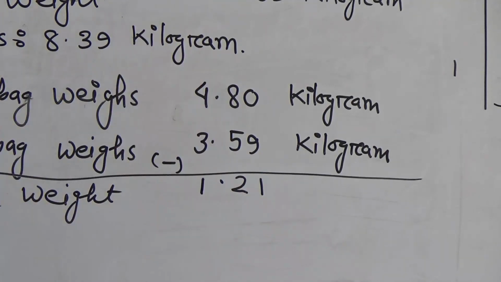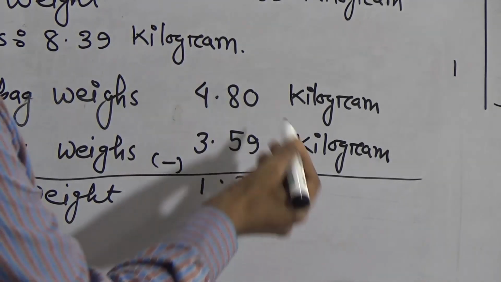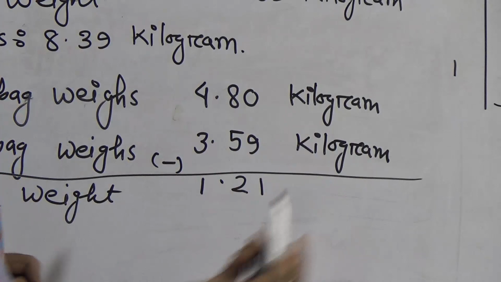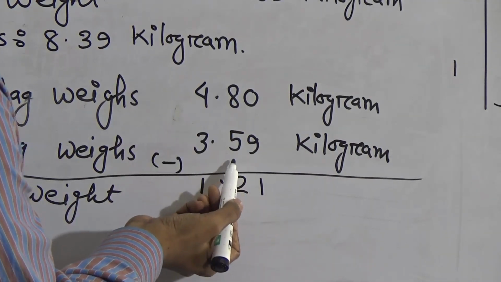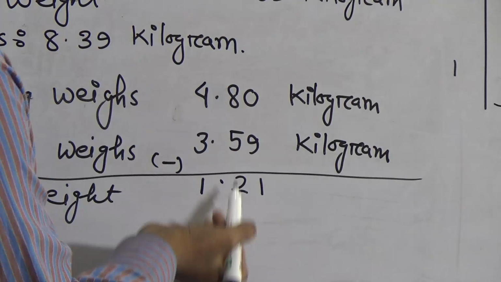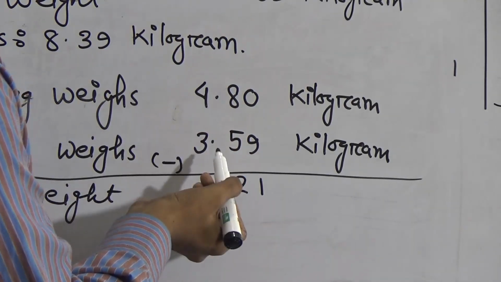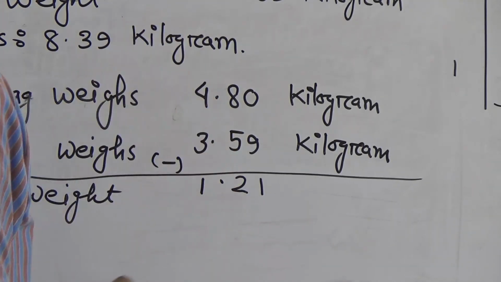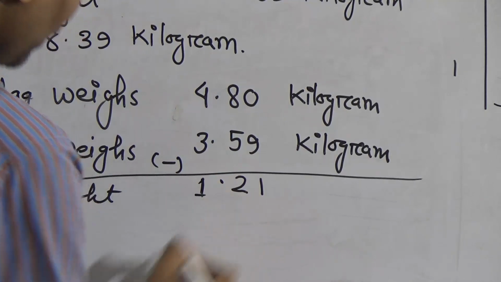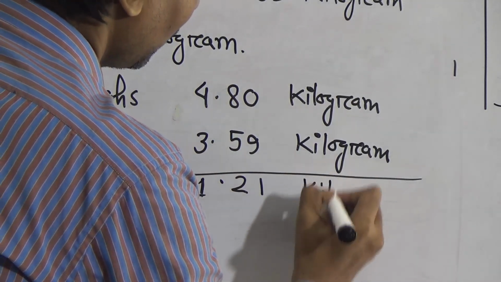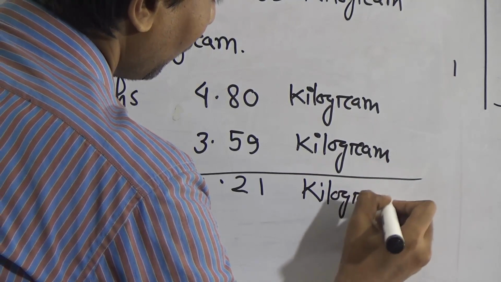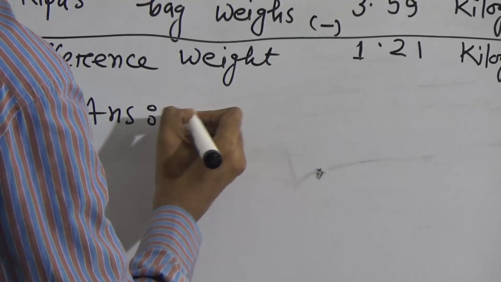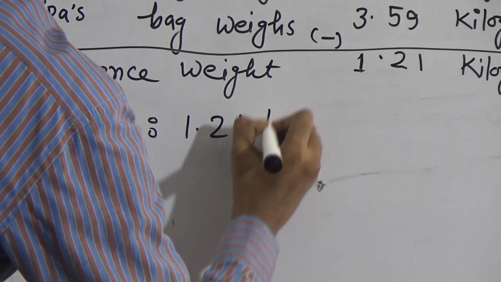Now 4 minus 3 equal to what? 1. I repeat again. You look. 0, that means 10. 10 minus 9 equal to what? 1. And you have 1 in your hand. 1 plus this 5 equal to 6. Now subtract 6 from 8. Then you get 2. Now we have no any hand. Now 4 minus 3 equal to what? 1. That means this is kilograms. Now write the answer. Answer: 1.21 kilogram.